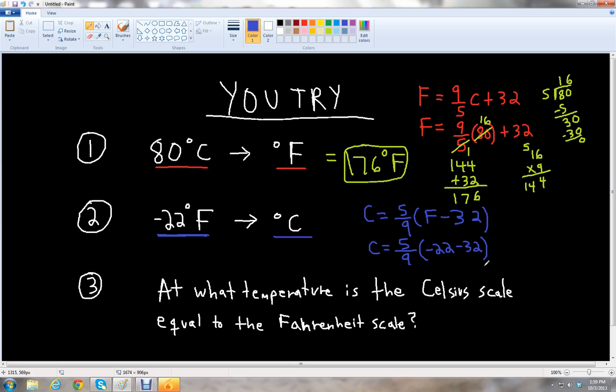And so it's very important to watch your signs here, because with negative numbers, if you're adding two negative numbers together, you should get another negative number. So it's kind of like you're adding 22 and 32 together. And that would give you, what's that, 54, right? Or negative 54. So 5/9 and then times, yep, negative 54.